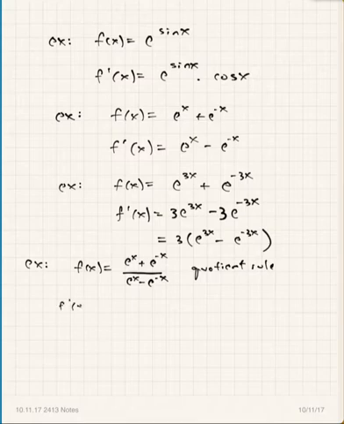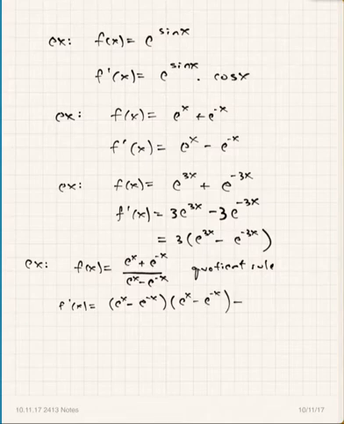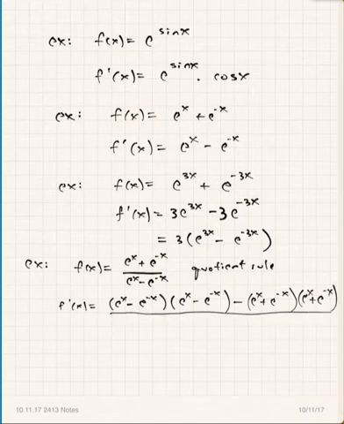So f prime of x would be the bottom function times the derivative of the top function, but the derivative of e to the x plus e to the negative x, we just did that one, is e to the x minus e to the negative x. All it does is change the sign, minus the top function, e to the x plus e to the negative x, times the derivative of the bottom, and again, all that's going to happen there is the sign is going to change. And that'd be all over the bottom squared.